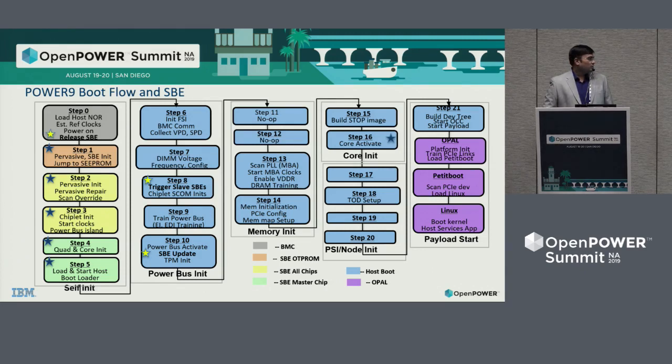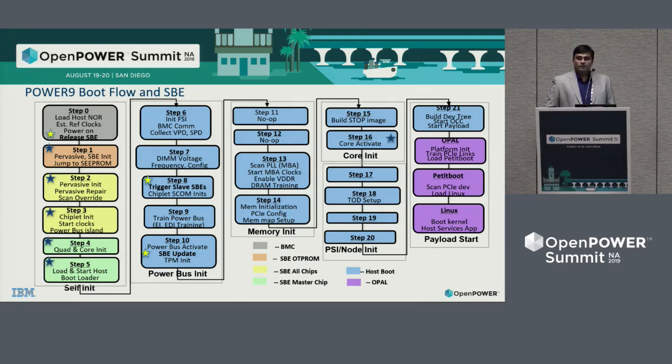So the master code and the master core get initialized in step 4, and then we load the host bootloader image from the CPROM into the L3 cache, and that's where we start running the instructions on the host. So at this point, SBE gives control to the host and is ready to accept chip ops on a master chip. But on a slave chip, it just stops and is ready for chip ops.